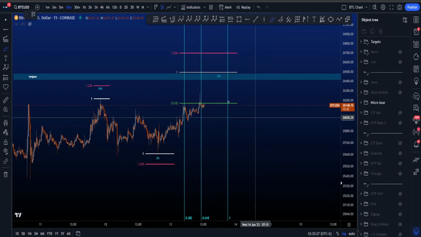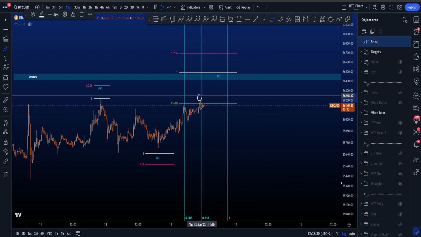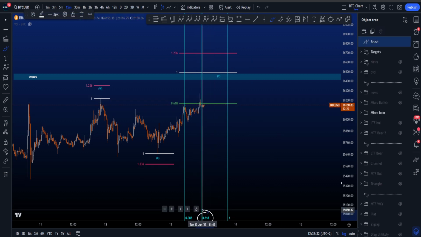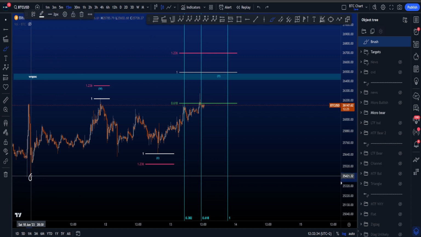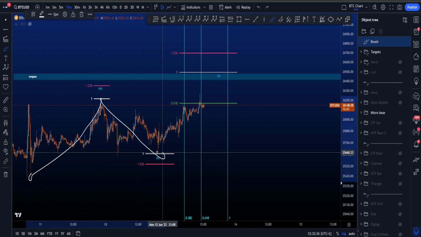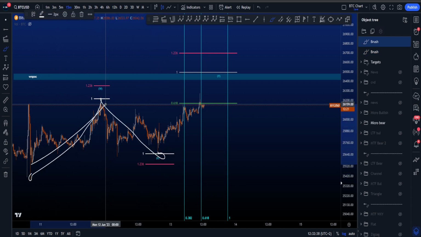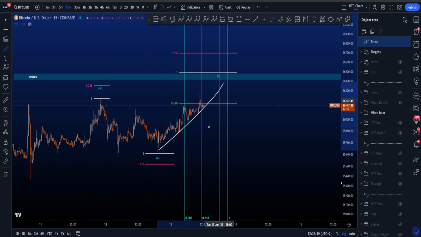What did happen is that this wave Y, at least this high, has been made around the 0.618 Fib time taken. The Fib time is from the low to the high of W to the low of wave X, to compare the length in time of wave W with the length of wave Y.